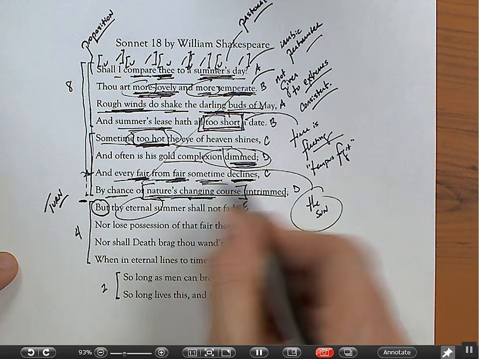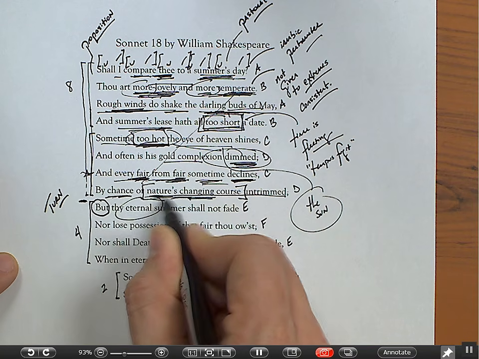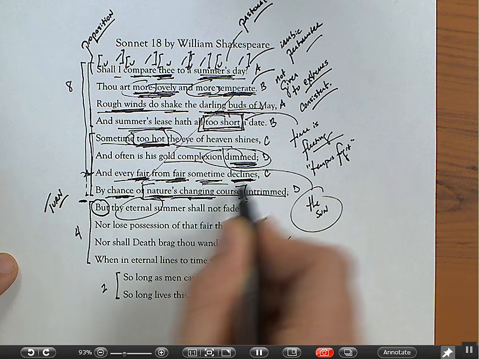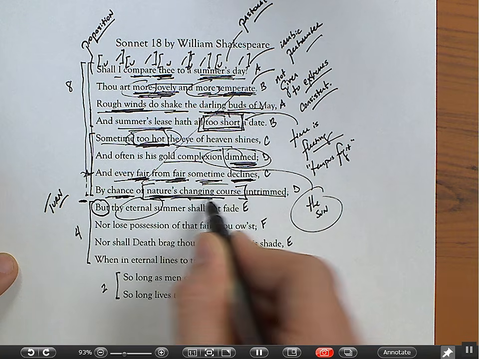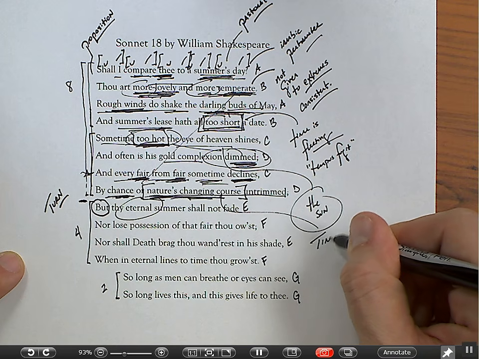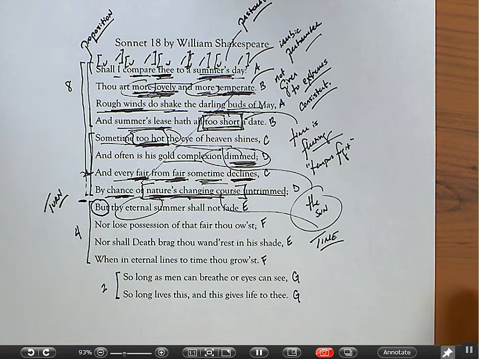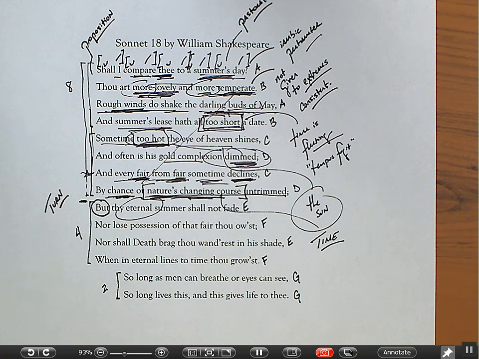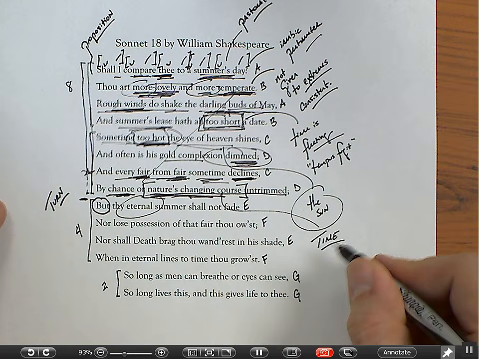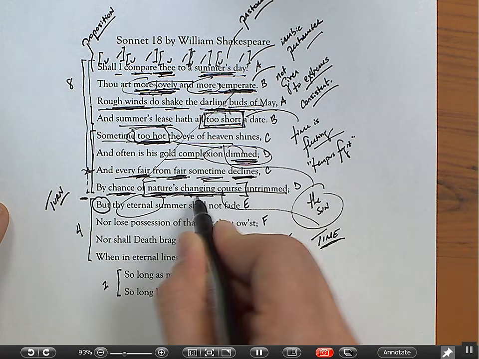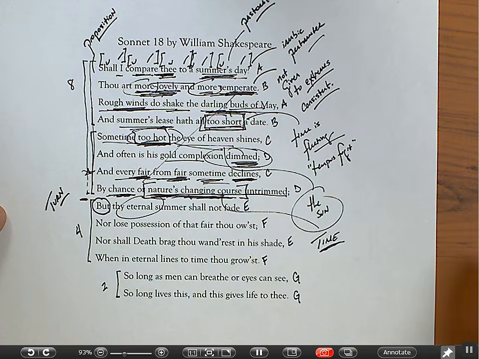He says every fair from fair sometime declines by chance. Something occurs, something happens out of the ordinary to make it decline, or just simply time. Nature's changing course, the movement of time. We're reminded of Andrew Marvell's poem to his coy mistress, where he says, but at my back I always hear time's winged chariot hurrying near. Time presses all of us forward. Nature, time, age is an ever-changing course.